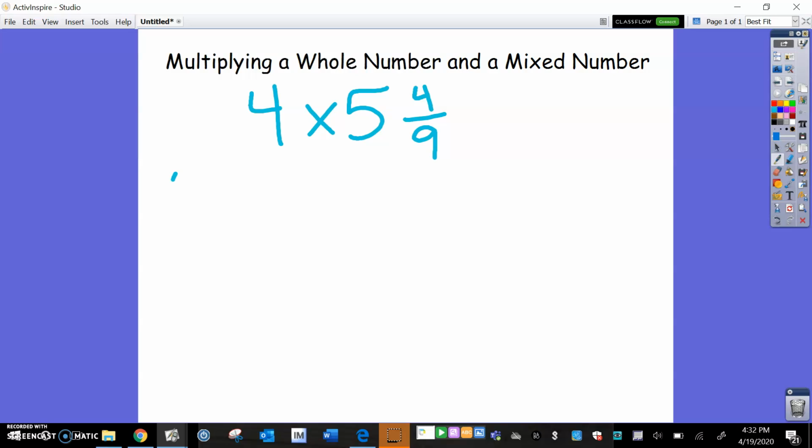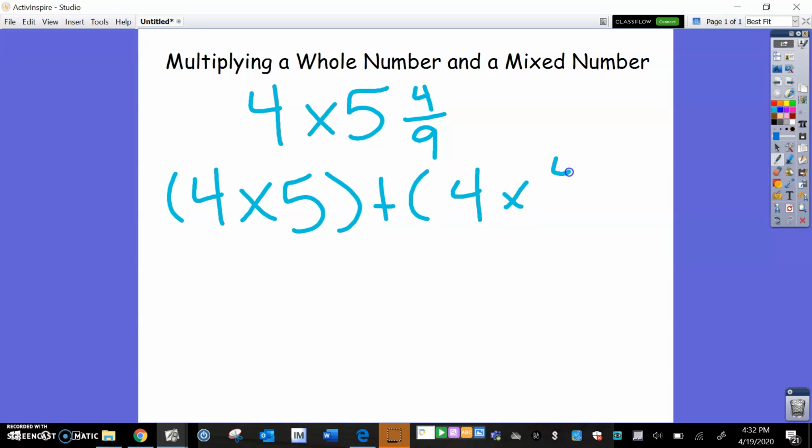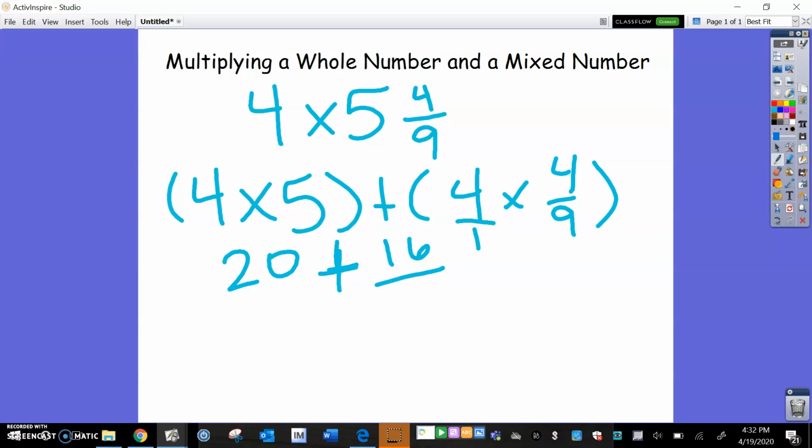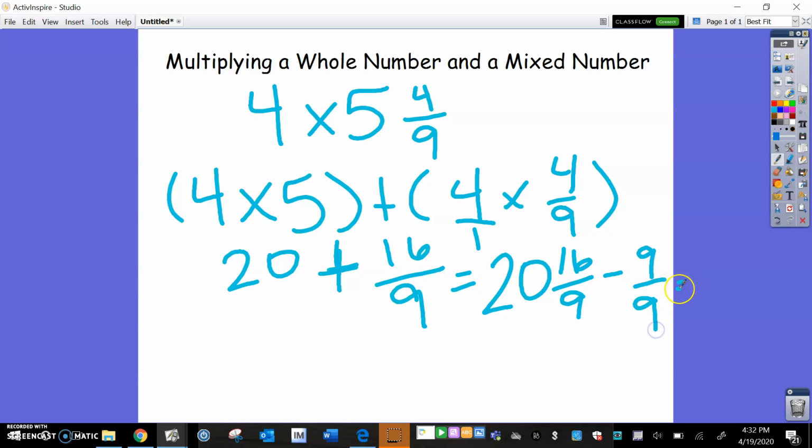Okay, so now that you've solved it, we're going to go through it. 4 times 5 plus 4 times 4/9. Okay, 4 times 5 is 20 plus 4 times 4 is 16. 1 times 9 is 9. So I have 20 and 16/9. So I can just subtract 9 once. Minus 9 out of 9 equals 21 and 7/9.